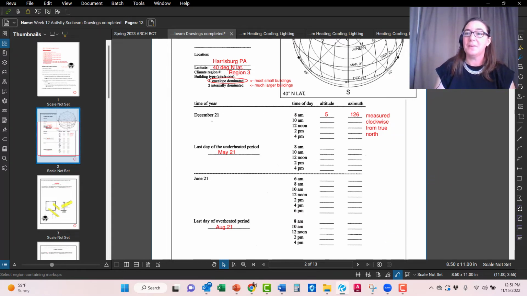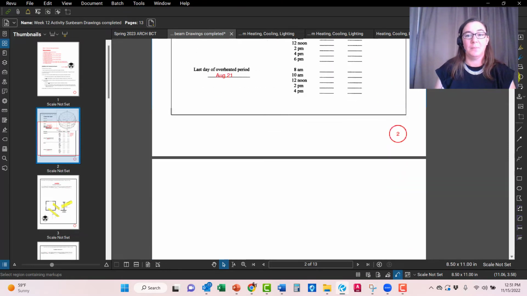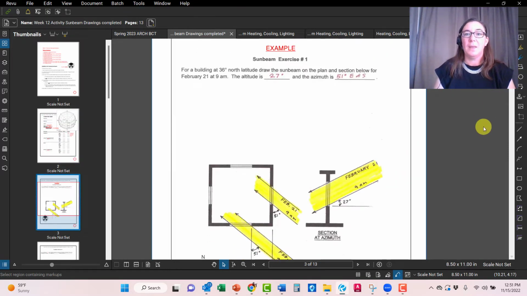Let's take a look at the sunbeam diagrams on the next page. Here's an example for exercise number 1. It says for a building at 36 degrees north latitude, draw the sunbeam on the plan and section for February 21st at 9 a.m. So the first thing we want to know is the altitude and azimuth. We're going to go over to that solar calculator and find out.